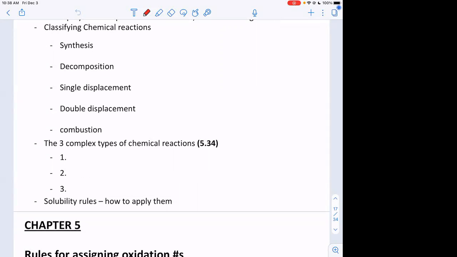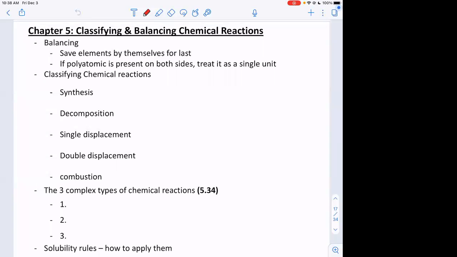So let's remind ourselves, well, actually, before I jump into that, the 2 important tips when you're balancing. I think balancing is relatively easy. There are some equations that are always just challenging, but remember that anything by itself, an element by itself, do it last, because you can put a coefficient in front of it without messing with any other elements. All right, so that's one tip.